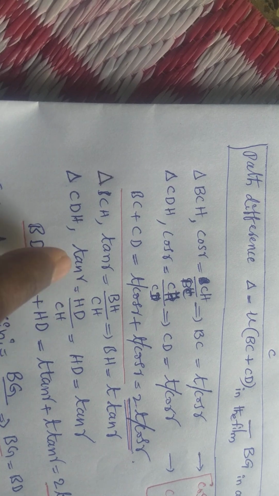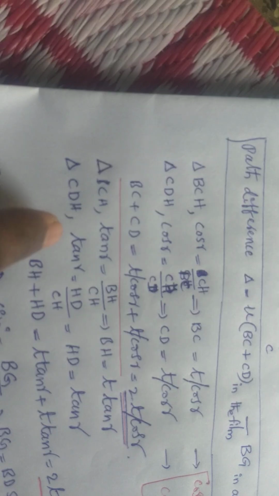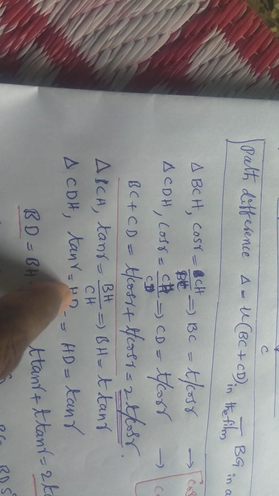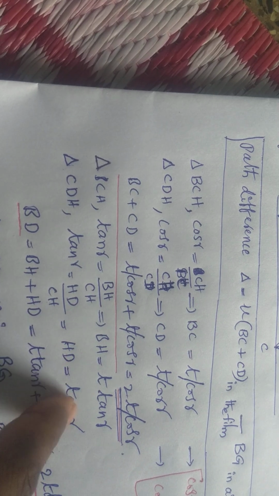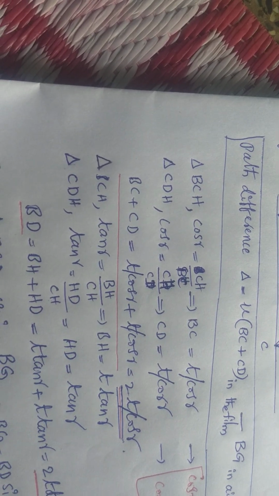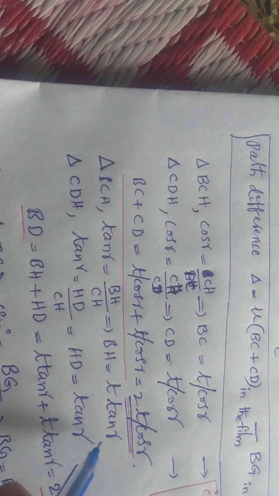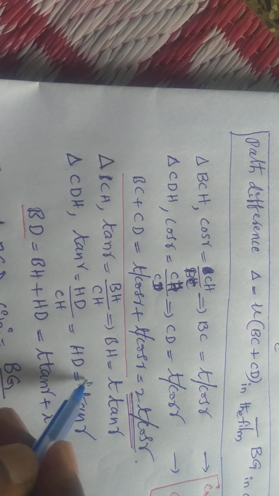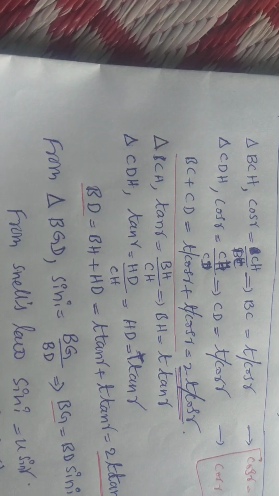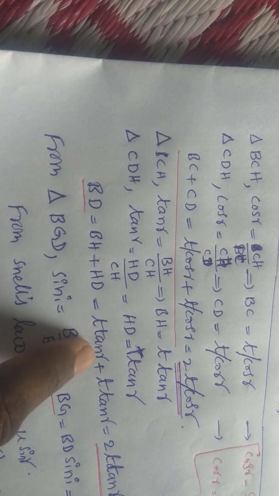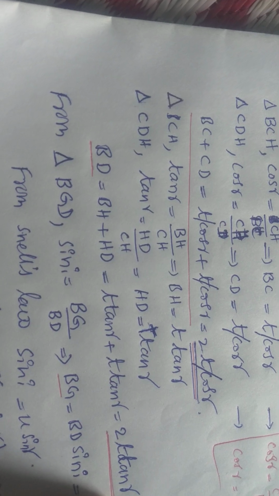That's why you can write BH equal to T tan R. Similarly, in the second triangle CDH, tan R equals HD by CH. Therefore HD equals T tan R. Adding these two terms, BD equals BH plus HD, so T tan R plus T tan R equals 2T tan R.